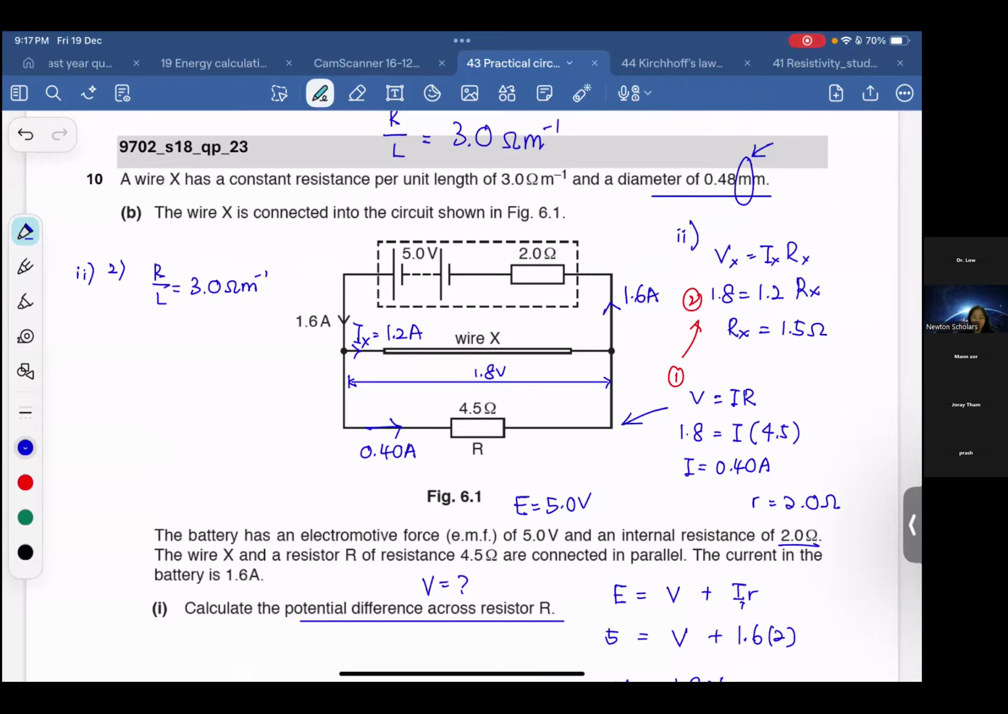Yes, Vashini, correct. So here resistance is 1.5, the length unknown, so 3. So length will be 0.5 meter. You see, this means every 1 meter is 3 ohm. Now we got 1.5 ohm. It's half of the 3 ohm. So that means your length is half of 1. So it's 0.5 meter. Okay, until here, is that clear?